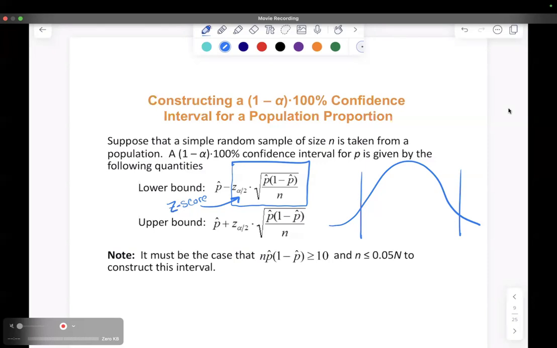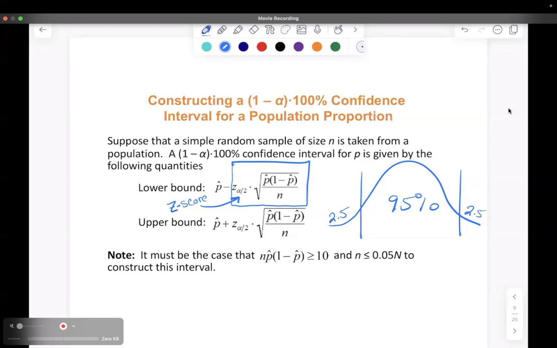So remember the alpha is the probability that my confidence interval does not contain the population proportion. So if I have a 95% confidence interval, we have to cut what's left in half. So I have 2.5% here and 2.5% here. This should look familiar. That's why the z-score is based on alpha divided by 2.